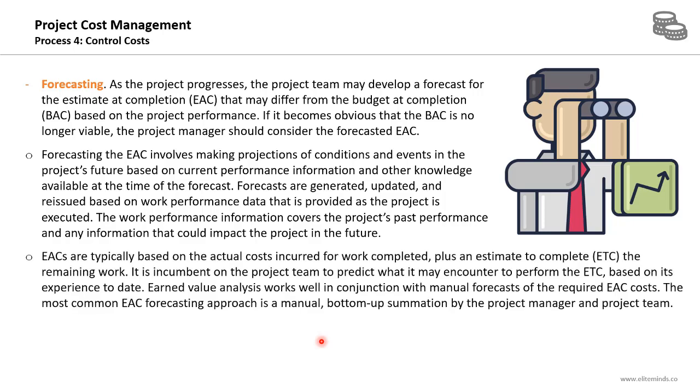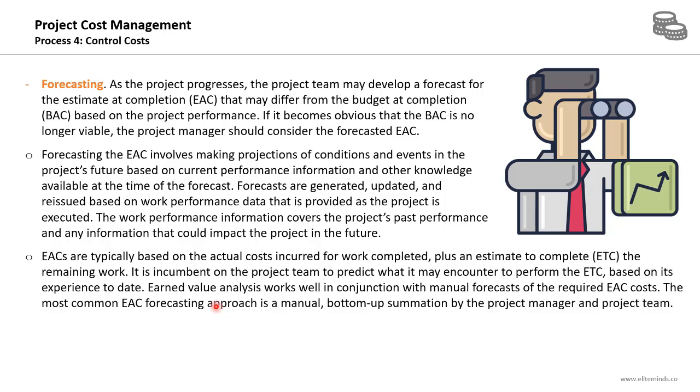The work performance information covers the project's past performance and any information that could impact the project in the future. Estimate at completion is typically based on the actual costs incurred for work completed plus an estimate to complete the remaining work. So the estimate to complete, or the ETC, represents a forecast of the amount of money you are expecting to spend in order to finish the remaining part of the project. So the estimate to complete from today, how much you are expecting to spend on the project to finish the remaining work.